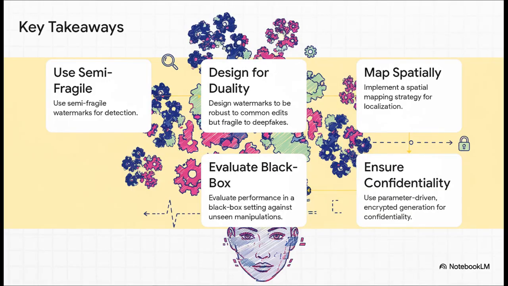This research suggests 5 takeaways for building proactive defenses. 1. Use semi-fragile watermarks designed to be damaged by attacks. 2. Design for both robustness against common edits and fragility against manipulations. 3. Use spatial mapping between the watermark and image to enable localization. 4. Generate watermarks from secret parameters using chaotic systems to ensure confidentiality. 5. Evaluate in a black box setting to test generalization against unseen threats.